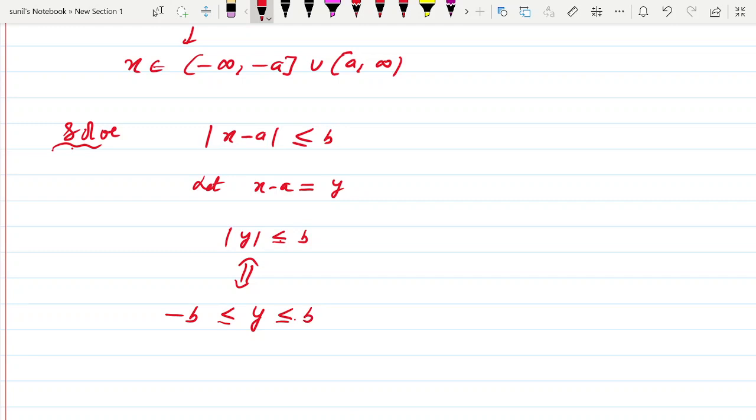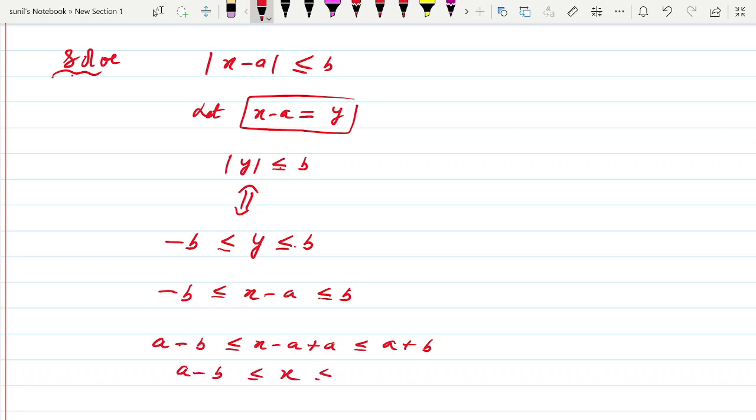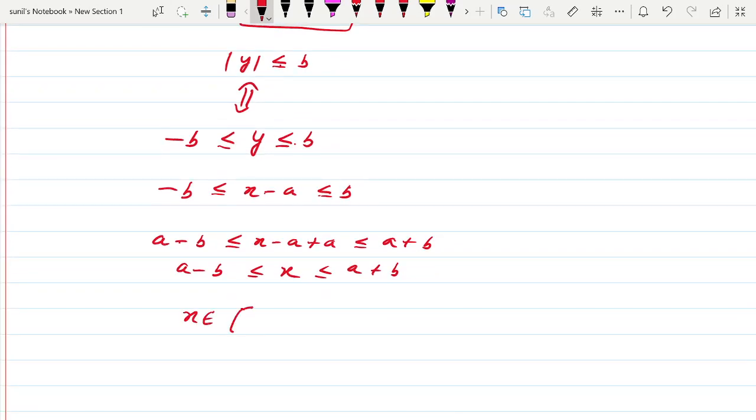Now, since the symbol y was introduced by us, our original answer has to be in x. So what is the meaning of y here? It is x minus a. So now adding a on both sides in all the inequality, I'm adding a. So what I'm getting is a minus b less than or equal to x less than or equal to a plus b. Now it means my x belongs to this interval. See guys, I think you should be happy with that.